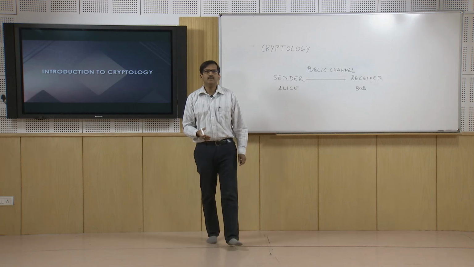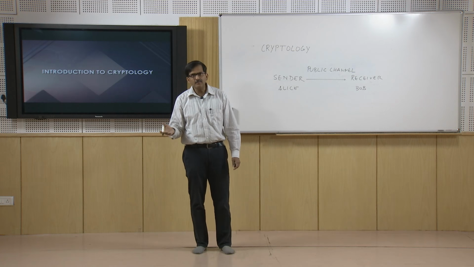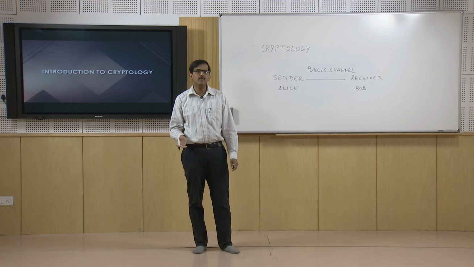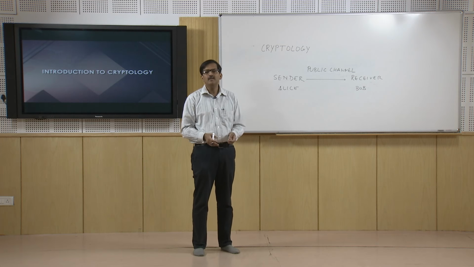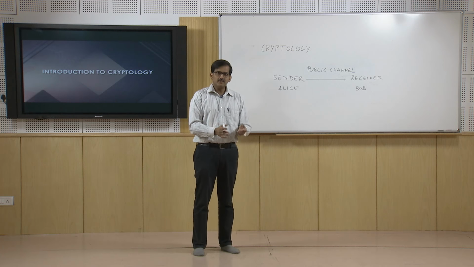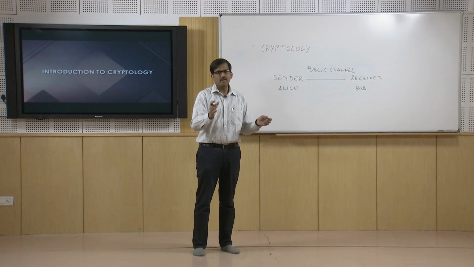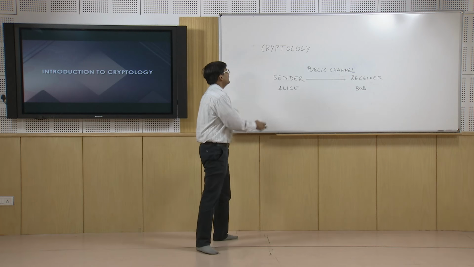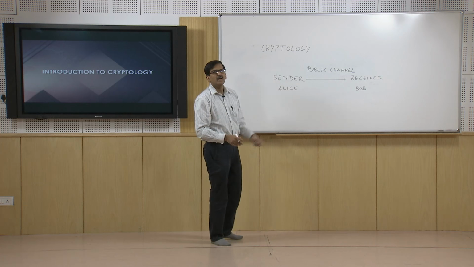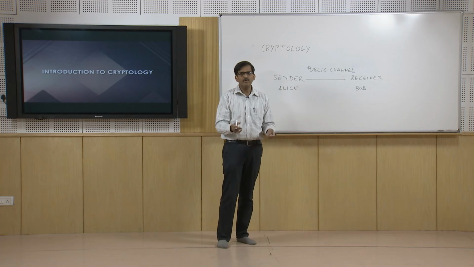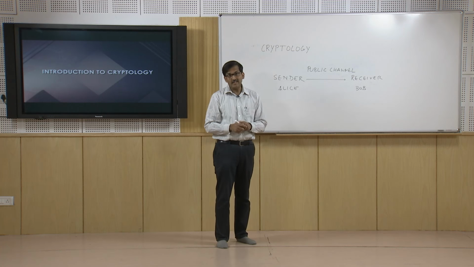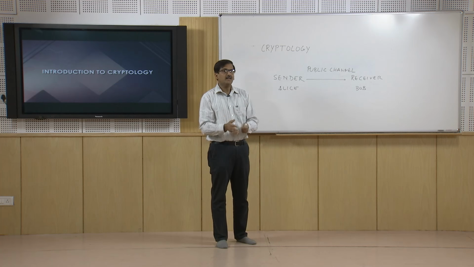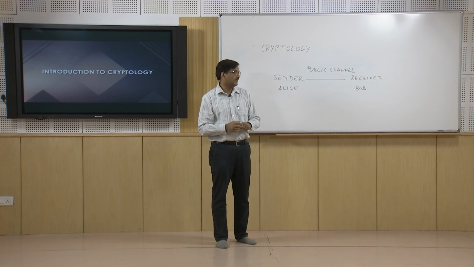Now, this channel may be a telephone network, it may be a wireless network, it may be the internet, it may be anything, and in fact, it need not be something to do with electronics and computer science, it may be just a courier. It may very well happen that Alice is sending a letter to Bob using a courier or a post, and that letter can be accessed by somebody else. Someone can open the letter and read what Alice has written.